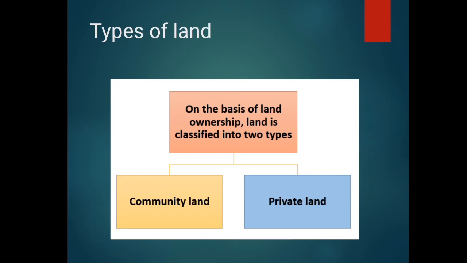Next, types of land. On the basis of land ownership, that is who owns the land, land is classified into two types. The first one is community land and the second one is private land.